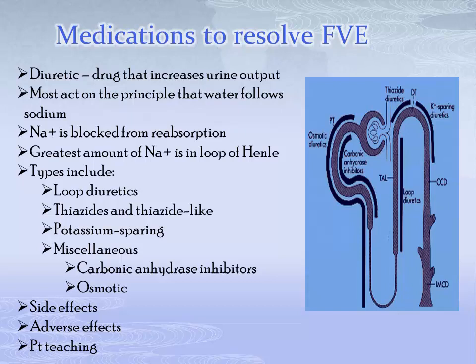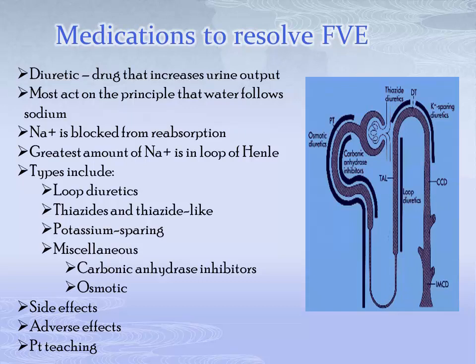And so the picture is of a renal tubule, and it's just kind of showing you where some of the different types of diuretics work. Most of the diuretics act on the principle that water follows sodium. So most of them inhibit sodium reabsorption in the renal tubule. So sodium stays in the urine and is excreted. And as long as we have sodium in the urine, it's going to draw more water out.